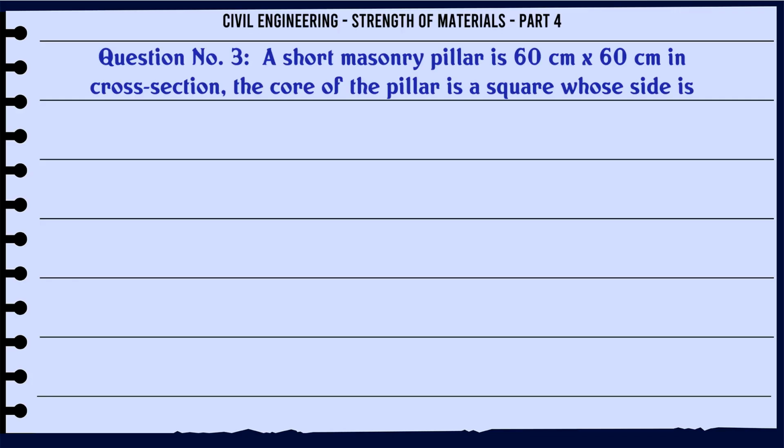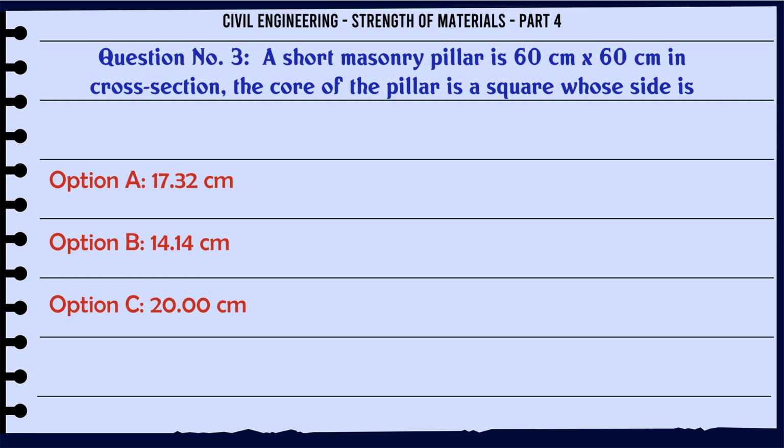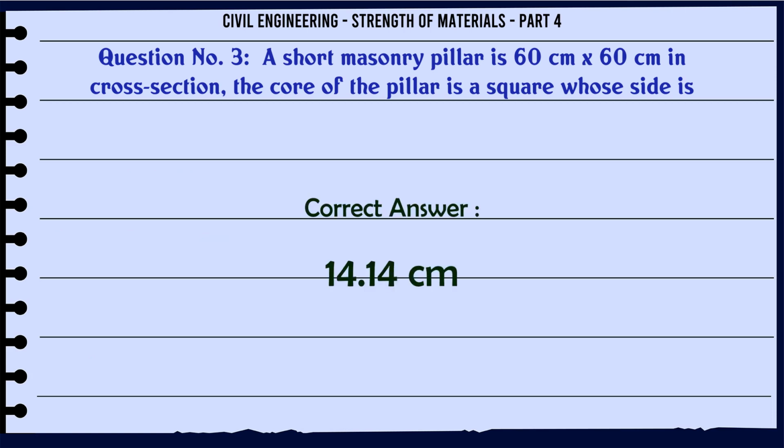A short masonry pillar is 60 cm x 60 cm in cross-section. The core of the pillar is a square whose side is A: 17.32 cm, B: 14.14 cm, C: 20.00 cm, D: 22.36 cm. The correct answer is 14.14 cm.